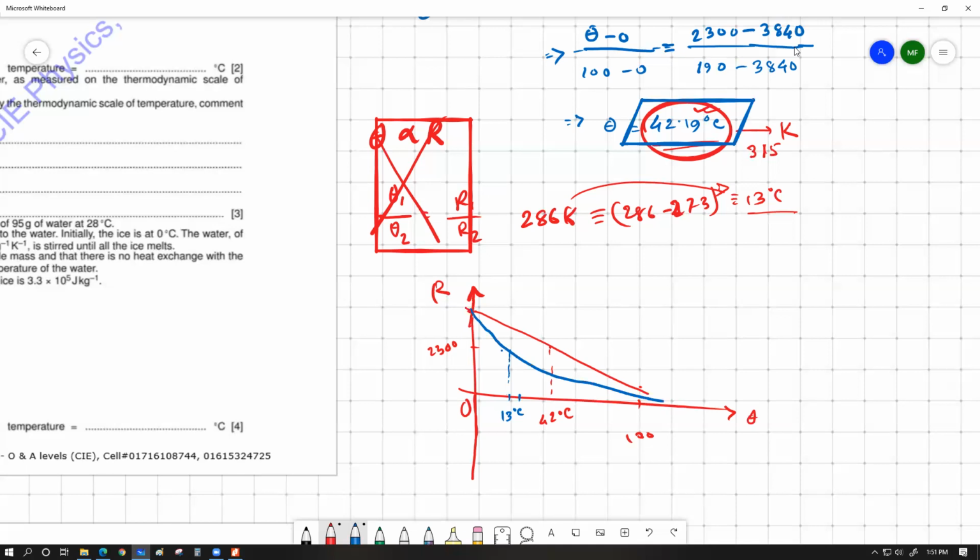But definitely we are considering the thermodynamic temperature scale value to be more accurate or more acceptable other than the degree Celsius scale calculation.